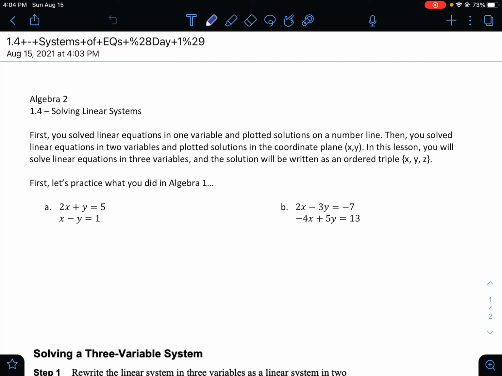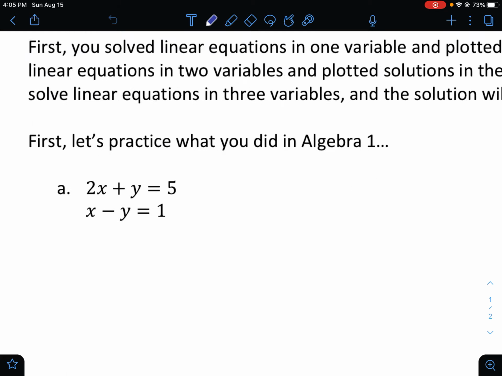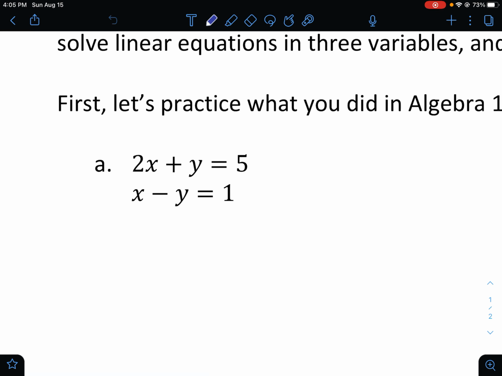So in Algebra 1, you solved some systems of equations, and they were called two-variable systems of equations. These probably look familiar here. In these two-variable systems, you had an x and a y, and you had to solve for x and y, and then your answer was written as an ordered pair in parentheses.